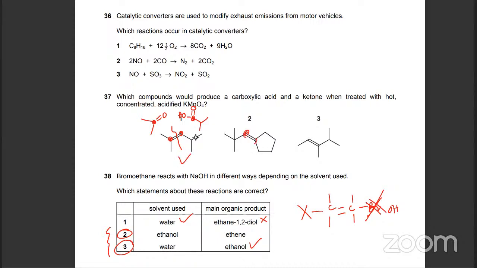Let's do this one also, right here. This has 1 carbon chain, so that's a carboxylic acid. This one has 2 carbon chains, so that's a ketone. So the second one is also fine. This one, the double bond is going to break. This one has 1 carbon chain, so that will turn into a carboxylic acid. This one turns into a ketone because it's got 2 carbon chains. So all three are correct.